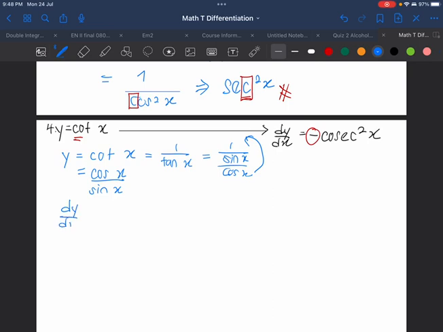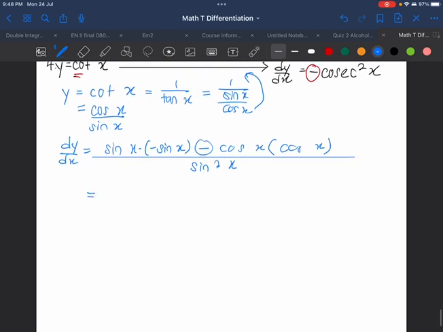When we differentiate, we use the quotient rule again, and we will get sine square x in the denominator. Here is sine x; then we differentiate cos x, we get negative sine x, minus, by the quotient rule, cos x times back the cos x here.